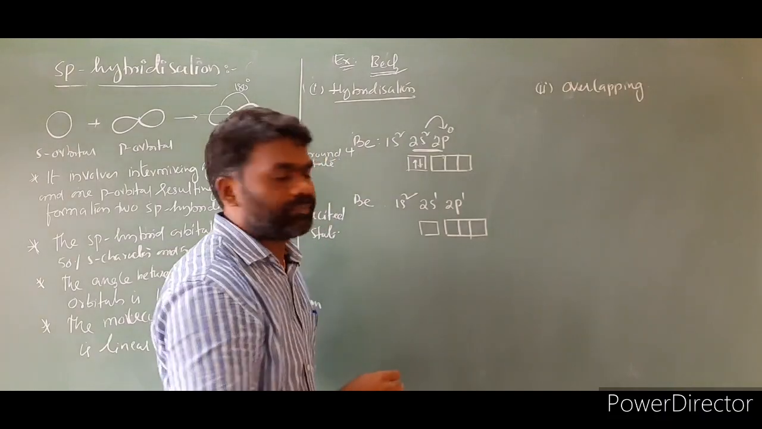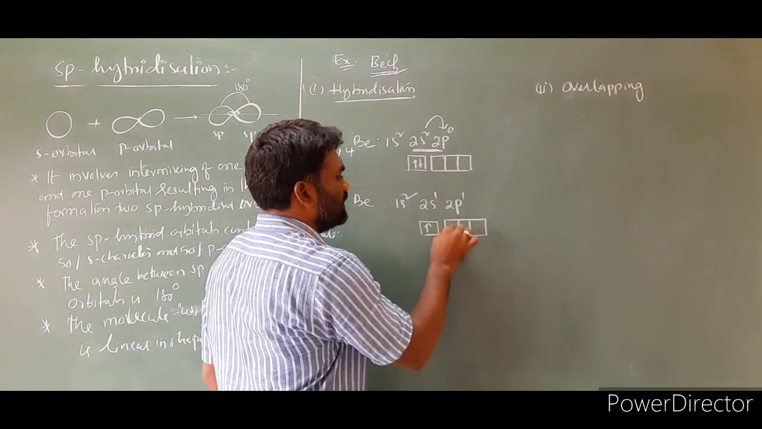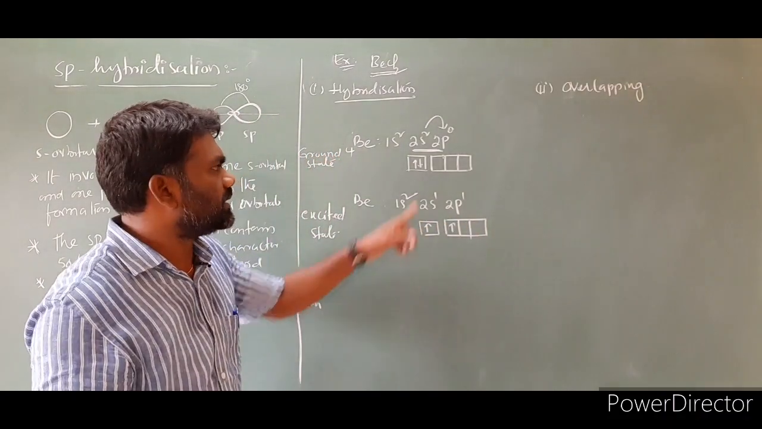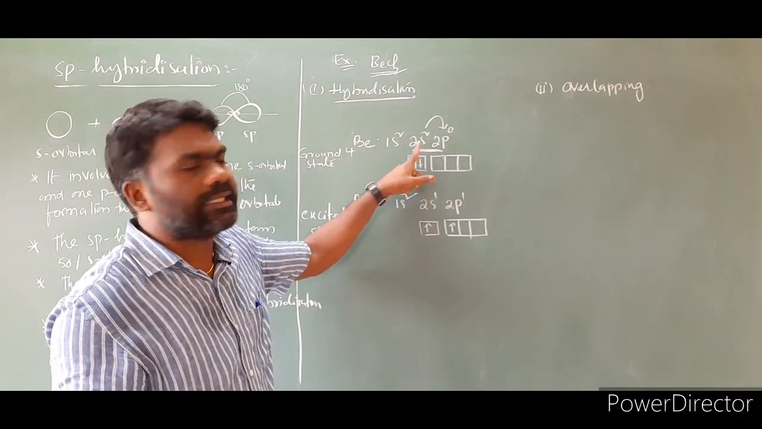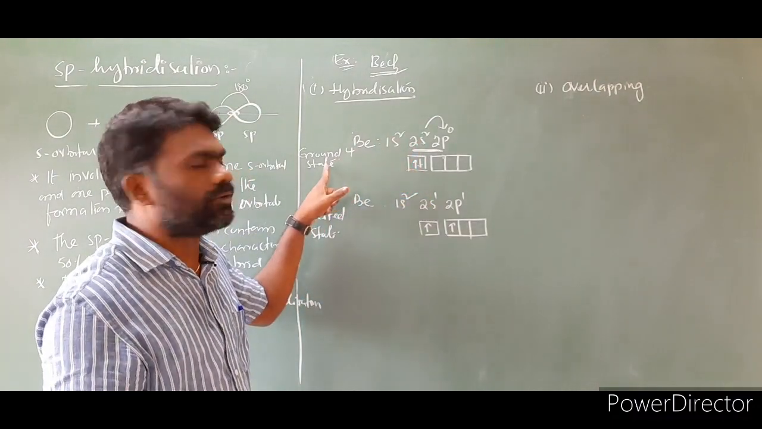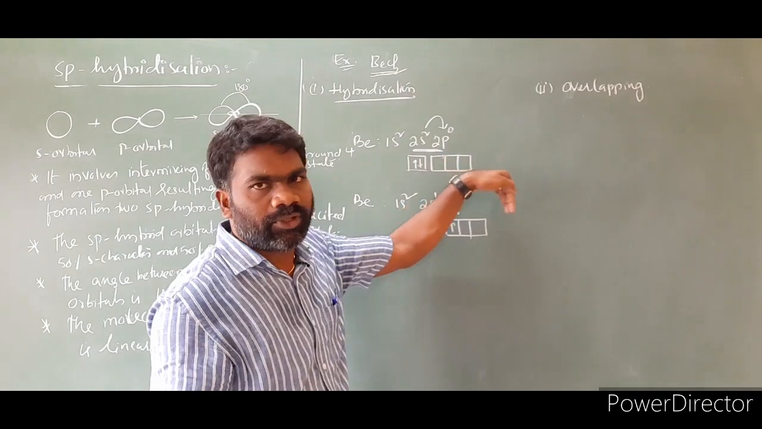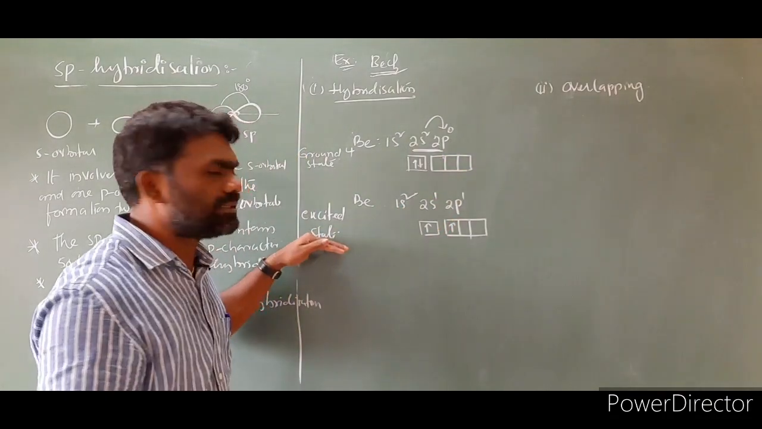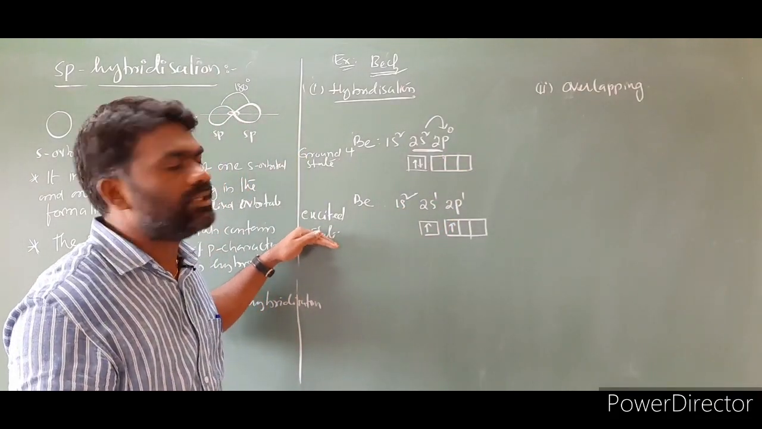Orbital boxes. Here is one electron, here is another electron. Clear? Initially, the 2 electrons are present in the s orbital only. This state we are calling the ground state. Whenever an electron jumps to another orbital, we write it as the excited state. This is excited, this is ground.